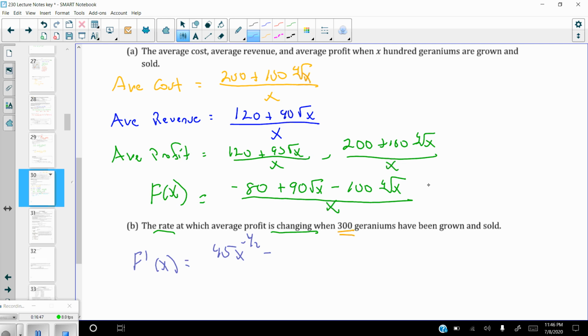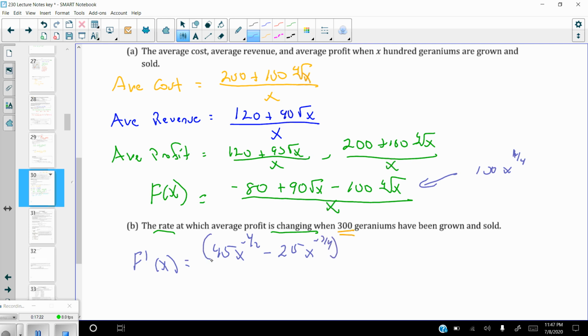So you might want to rewrite this part right here as 100 x to the 1/4, just so that you can see that better. Oops, that's a 1/4 on the top there. Bring the 1/4 out to the front. Let me rewrite that because that looked like 400. It's supposed to be 100. There you go. Bring the 1/4 out to the front and multiply it by the 100. 100 times a fourth is 25. And then reduce the 1/4 by 1. That's actually going to give you negative 3/4.